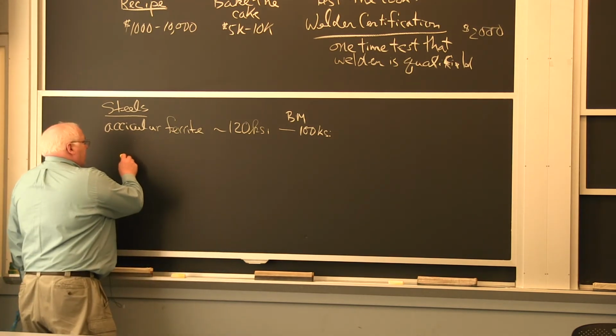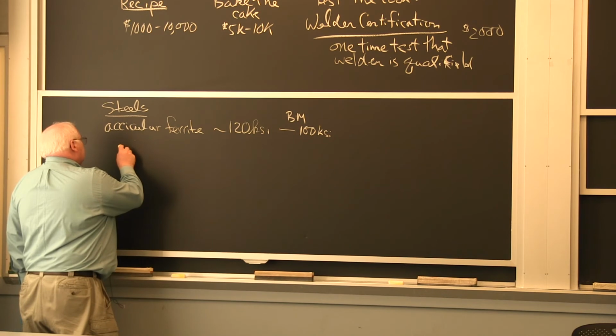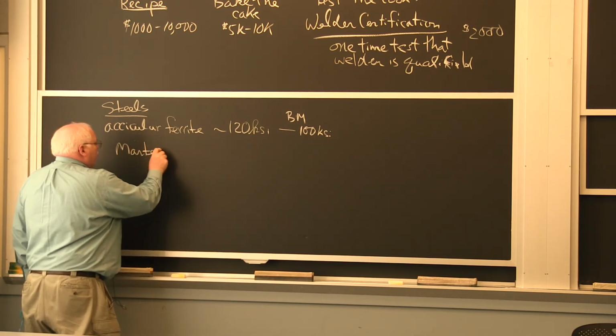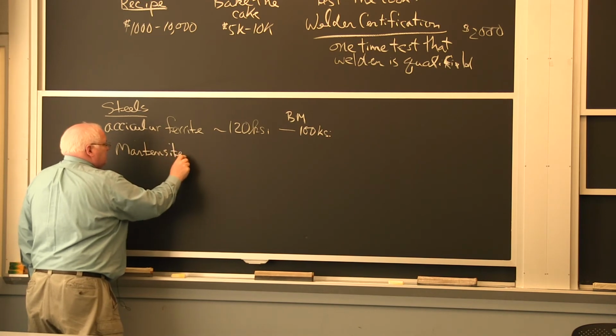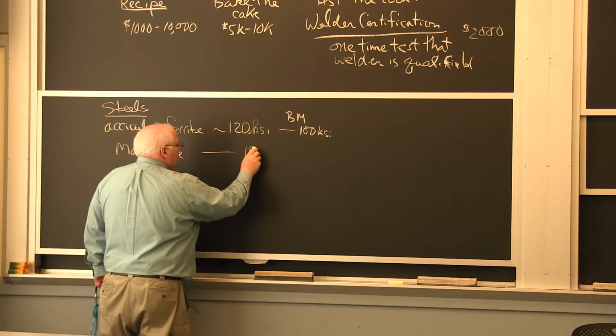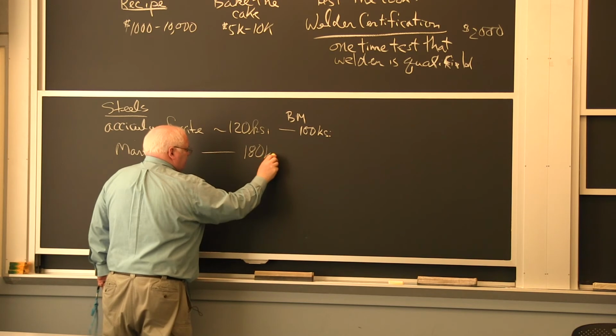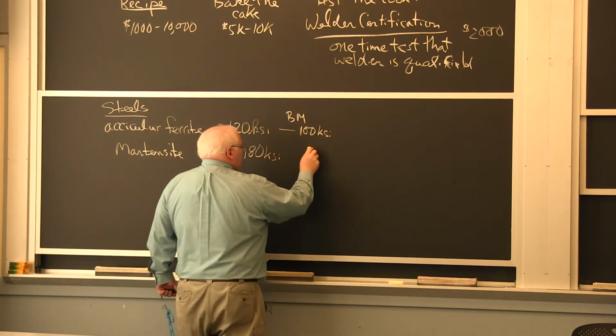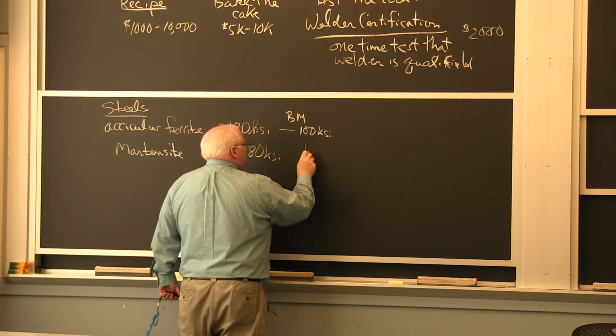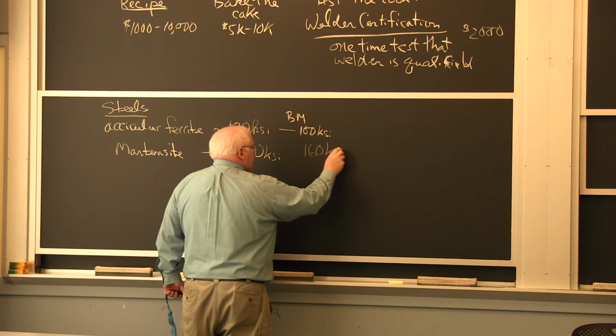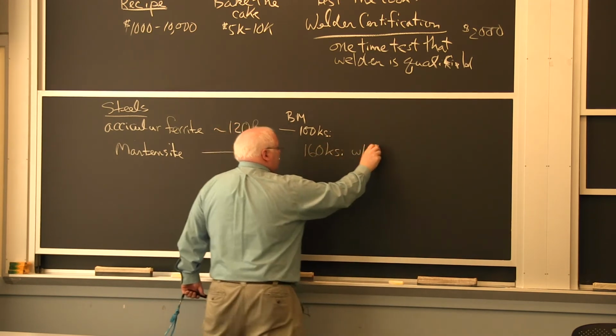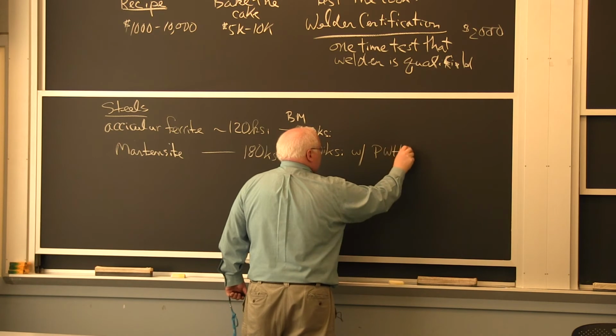If you go above that, you're going to get martensite. You're going to have a weld metal composition that will give you martensite, and you can go up to 180 KSI without too much difficulty, but you're going to have to do post-weld heat treatment, and that might be 160 KSI with post-weld heat treatment to temper the martensite.